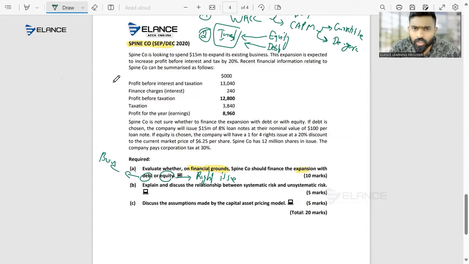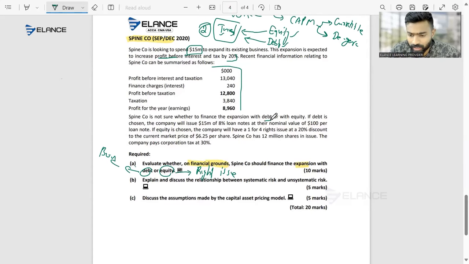I'll give you a quick debrief of the question. Spine company requires 15 million, which has to be raised to support the investment. Through expansion, the company expects PBIT to increase by 20%, whether you take equity finance or debt finance. This is the current P&L, and they are planning debt or equity. If debt, they will go for an 8% loan note. If equity, they'll go for a rights issue, 1 for 4, at a 20% discount. The current market price is given.